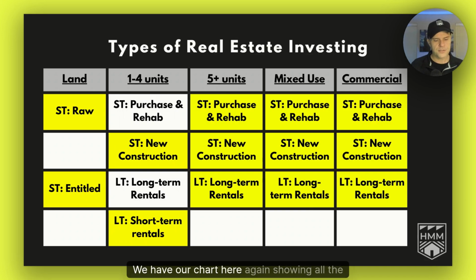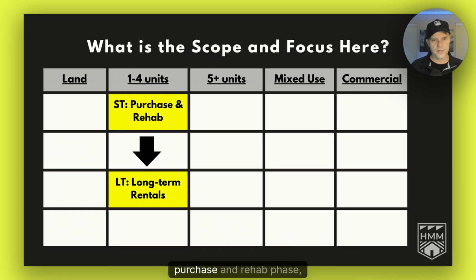Okay, so let's finish this lesson. We have our chart here again showing all the different property types and strategies within those types. We will have to exclude everything in yellow here on this chart because they're outside the scope and focus of this course. This course will be tightly focused on the BRRRR process, and what remains here is the short-term purchase and rehab phase, followed by the long-term rental phase. These are the 2 steps in the BRRRR process. I will have one more lesson next with a little more detail about the scope and focus.